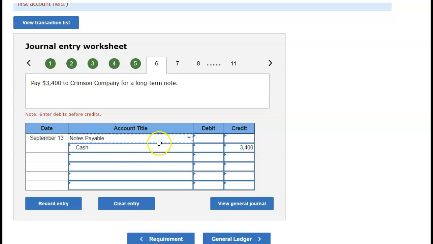Notes payable. And I might not have this one right. I'm having a hard time interpreting that language.